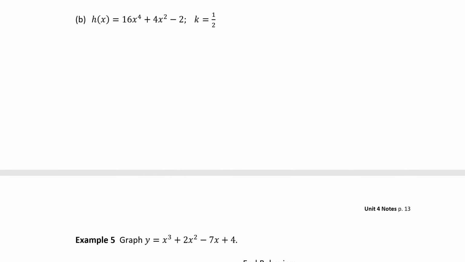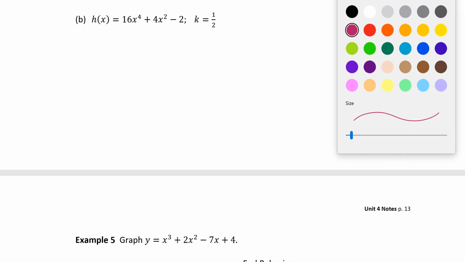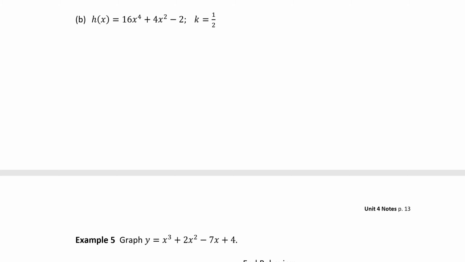H of x is this time a 4th degree polynomial function. So even though we're not finding all the zeros, if I asked you how many zeros h of x would potentially have, you would tell me expect at most 4 zeros, right? Let's find out if 1/2 is one of those zeros. So we're going to put 1/2 in the box. Now, be careful here. We have 16x to the 4th. We are missing x cubed, so we're going to put a placeholder 0 in there.